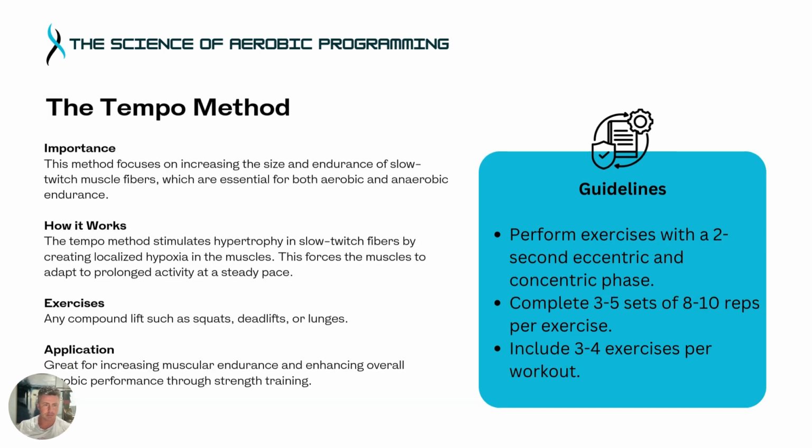Now, the next one is the tempo method. With the tempo method, it increases the size and endurance of slow twitch muscle fibers, essential for aerobic and anaerobic performance. Basically, it's training done slowly. 2 second eccentric and concentric, 3 to 5 sets of 8 to 10, 3 to 4 exercises a workout. This is pretty rough. We see this in the strength aerobic method that we have in our programming, which is a great way to combine both of these into a really nice structure to improve someone's aerobic capacity, for someone who gets a little bit bored.